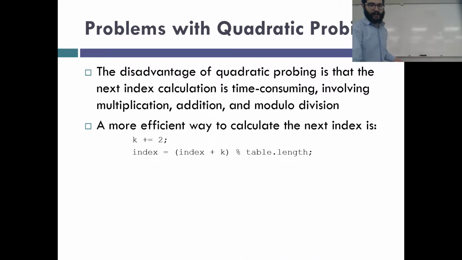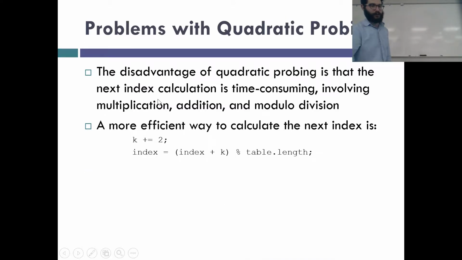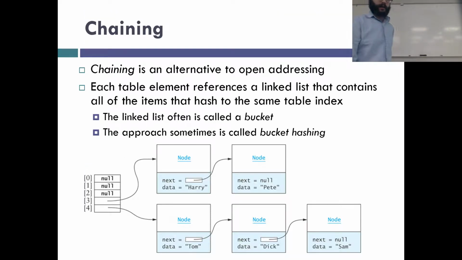Disadvantage, you have to do multiplication, addition, and modulo as opposed to just addition and modulo. If the table is very, very full, you might not find that empty space as quickly as you would with linear probing. But that was still a variation of the same strategy, which was open addressing.